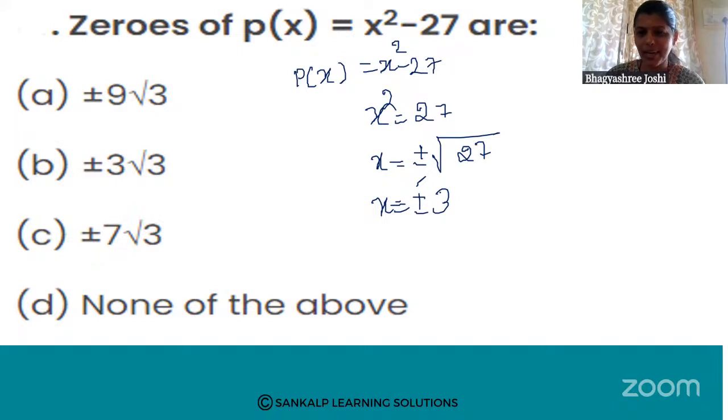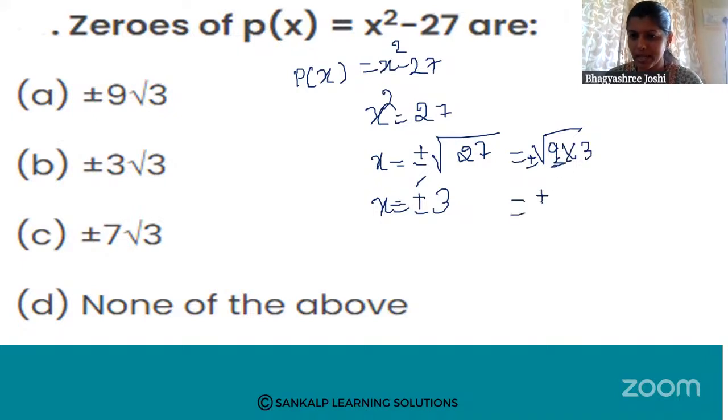Square root of 27 is not 3. So 3 is not, meaning 27 is not a perfect square number. So how can we write it? Plus or minus 9 into 3. 9 threes are 27. So 9 is a perfect square number.